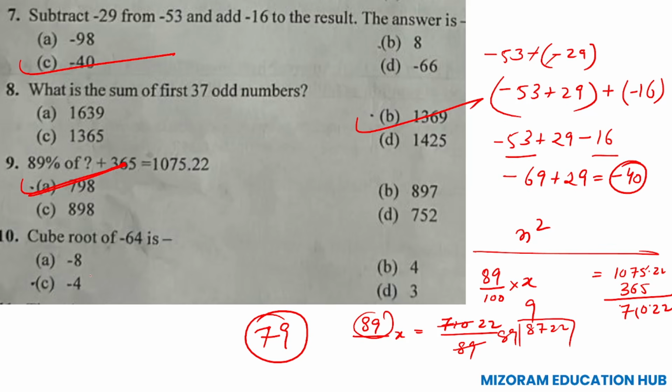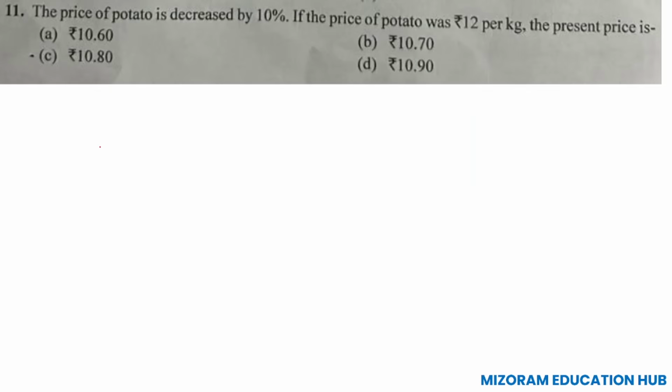Cube root of minus 64 is minus 4. The price of potato is decreased by 10%. If the price of potato was 12 rupees, the present price is exactly 12 with 10% decrease, that is 90 by 100, the 0 cancelled, and 108 by 10. So 10.8 rupees. Okay, 10.8 rupees.